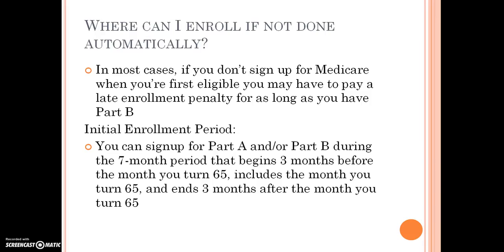You're going to have an initial enrollment period. You can sign up for Part A and or Part B during the 7-month period that begins 3 months before the month you turn 65, includes the month you turn 65, and it's going to end 3 months after the month you turn 65. If you enroll in Part A and or Part B the month you turn 65 or during the last 3 months of your initial enrollment period, the start date for your Medicare coverage will be delayed.